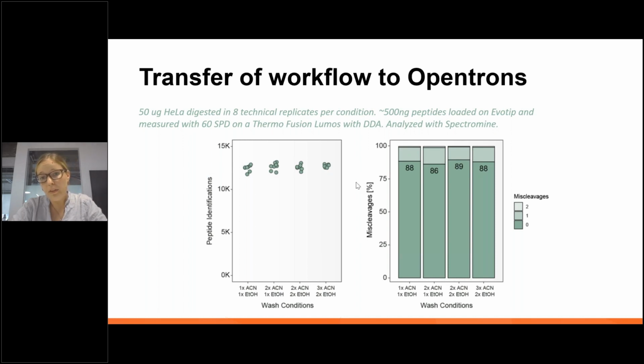And even more important is that we keep our good digestion efficiency. So 88% of the peptides are fully cleaved, despite using less time to wash before the digestion.